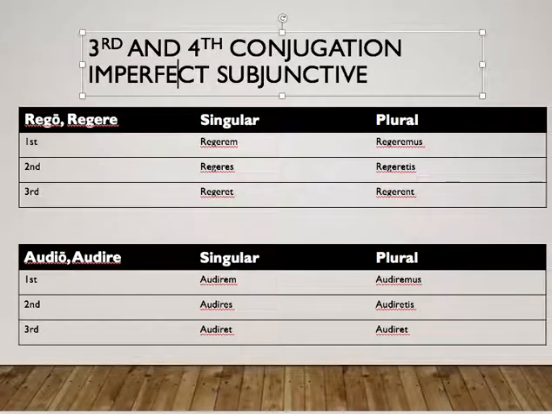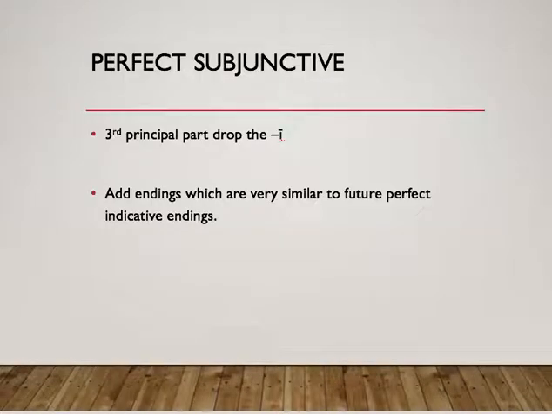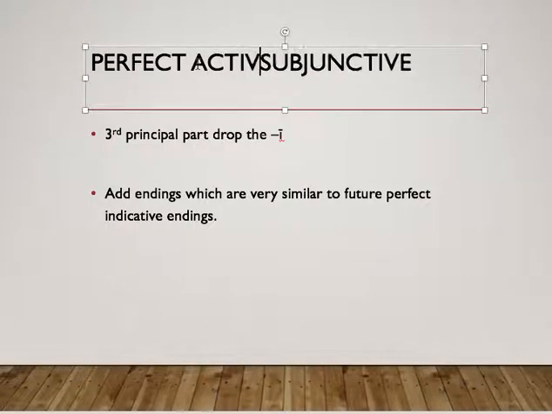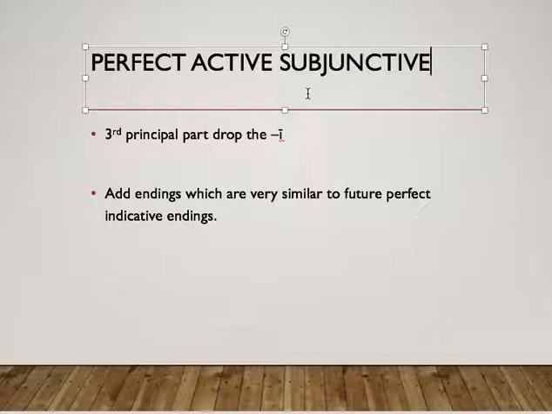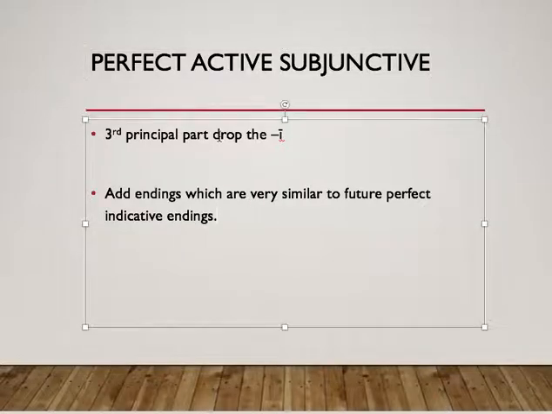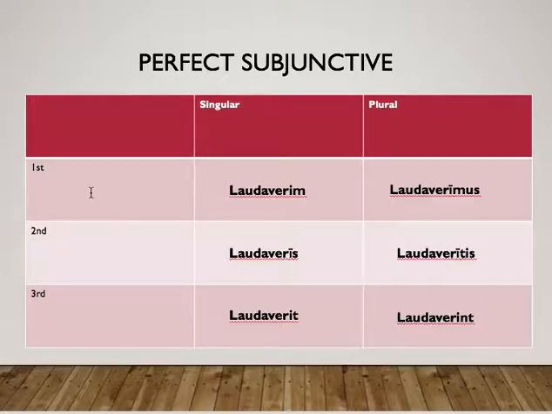All right, now we're going to skip ahead again to go look at the perfect subjunctive. The perfect active subjunctive, I should say, is where do we always go for the perfect active? We always go to the third principal part, and I chop off the -i. And so the question is just what endings are we going to add on? And they're endings which are very similar to the future perfect indicative endings, which we haven't seen in a while, but maybe they'll ring a bell when we look at this next slide. Boom.